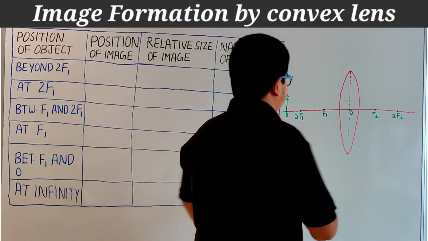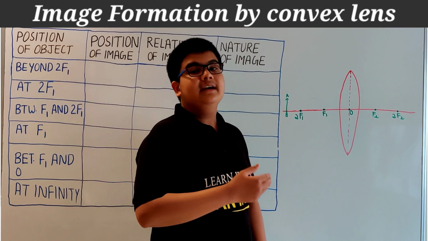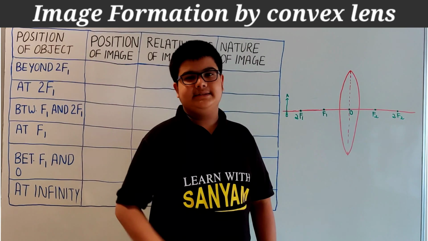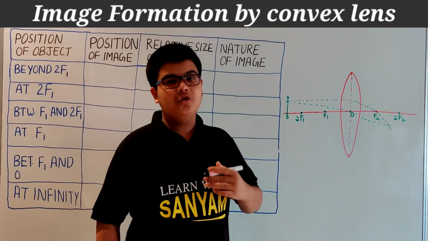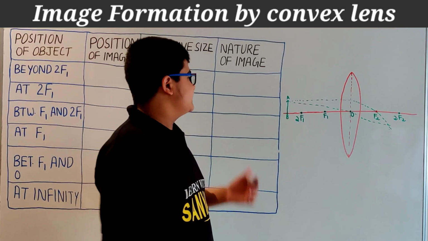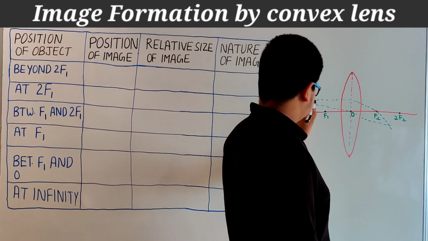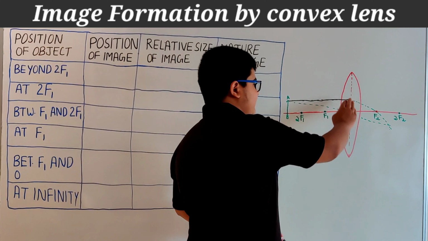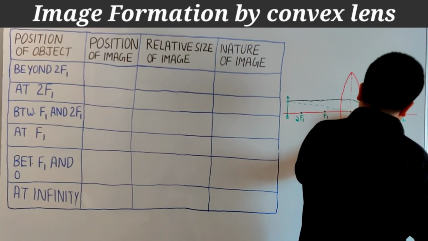And let's see the position of the image and the nature of the image so formed by using the first two rules of making the ray diagrams for a convex lens. So let's use the first rule to draw the first ray. The first rule for drawing the ray diagrams says that if the incident ray is parallel to the principal axis, then the refracted ray will pass through the focus.